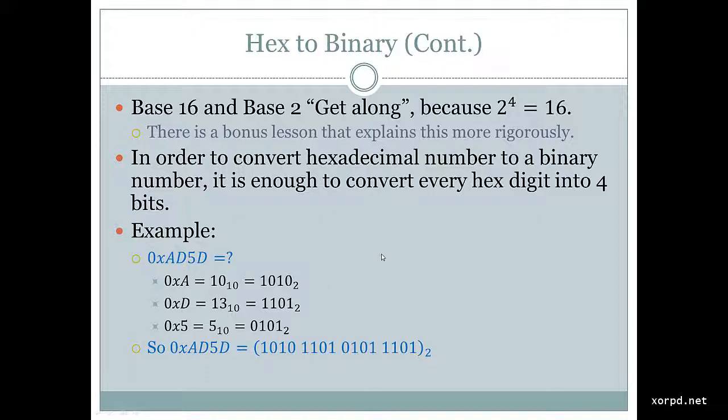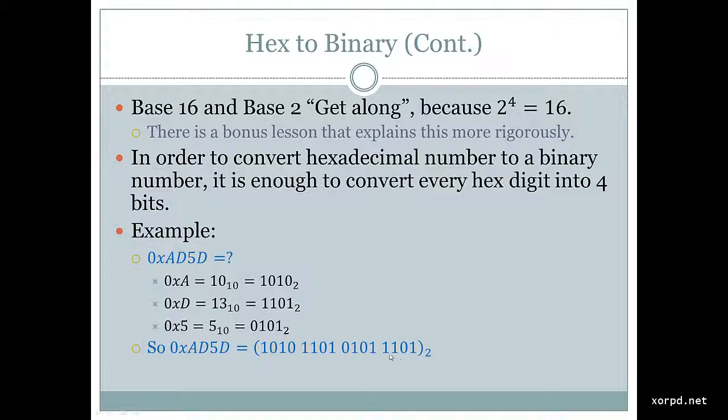So let's just follow to make sure that we understand where those bits came from. So the first A is supposed to be 1010 in base 2, and here we are, we have it 1010. The next one is D, which is 1101, and we have it 1101. The next 4 bits are 5, and we have that 5 equals 0101 in base 2, and that's what we have here.